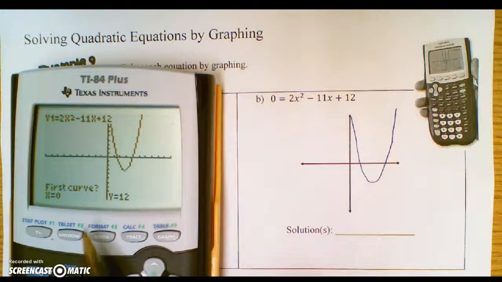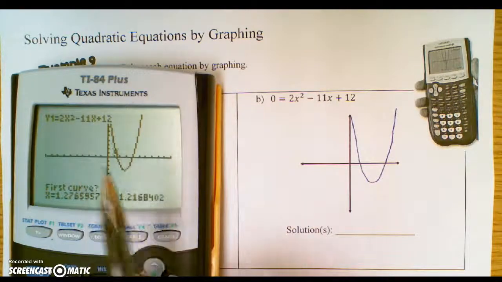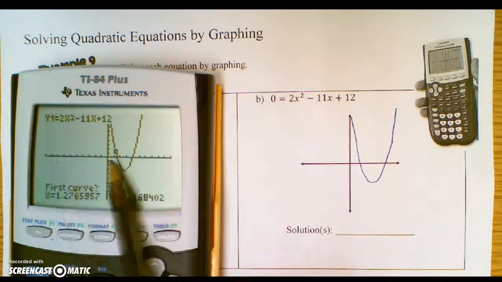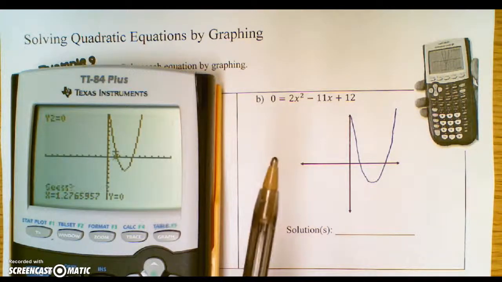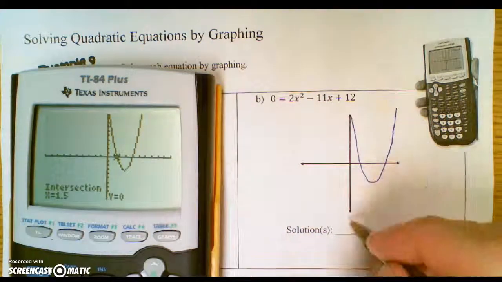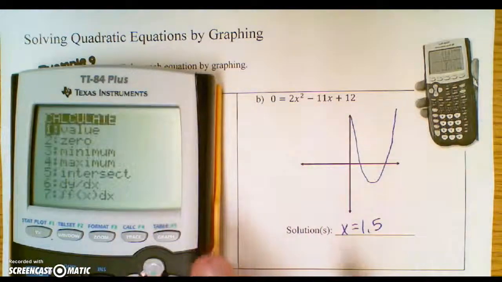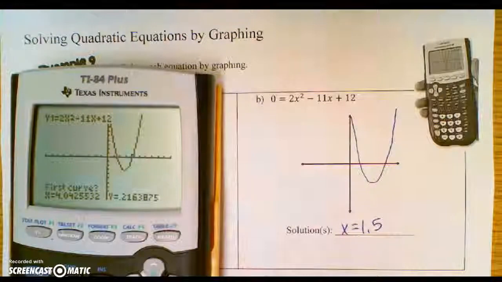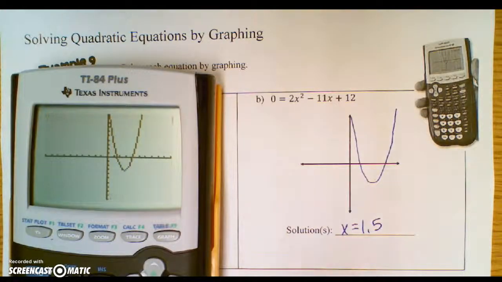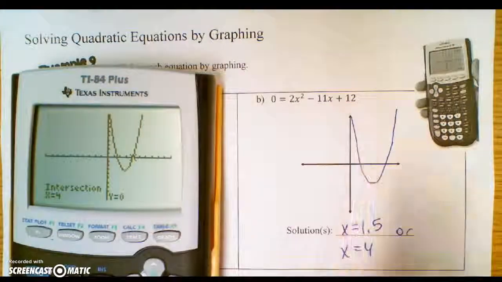Again, it's asking me to be on the first curve, so I'm going to move my cursor near the intersection, which is the x-axis in this graph. Hit enter. Enter again because it moved to the second curve, and now it's guessing. Here it says x equals 1.5. Do it again: second, trace, intersect. Now I'm moving it to the other intersection point between the x-axis and the graph. Enter, enter, enter. I get x equals 4. So there are two solutions that give you 0 as an answer to this problem.